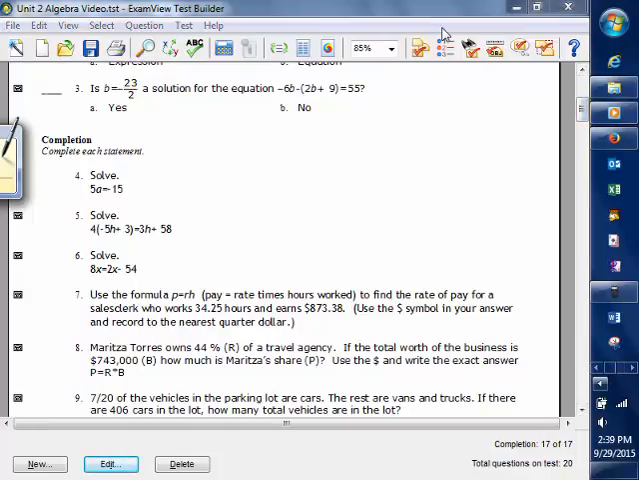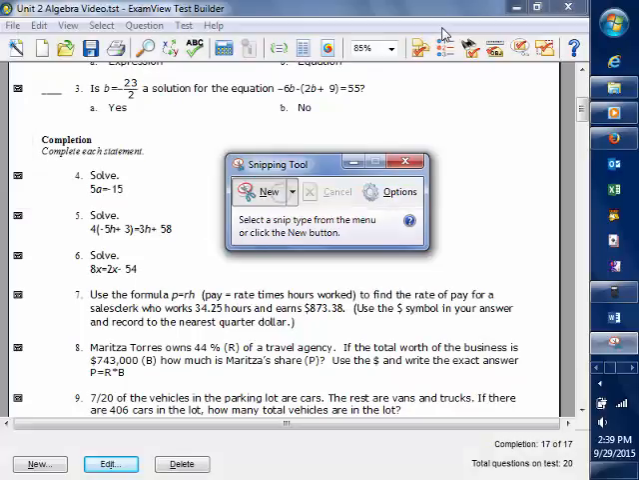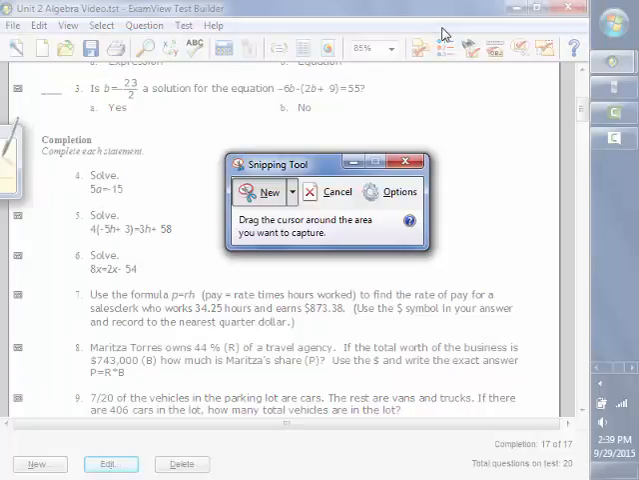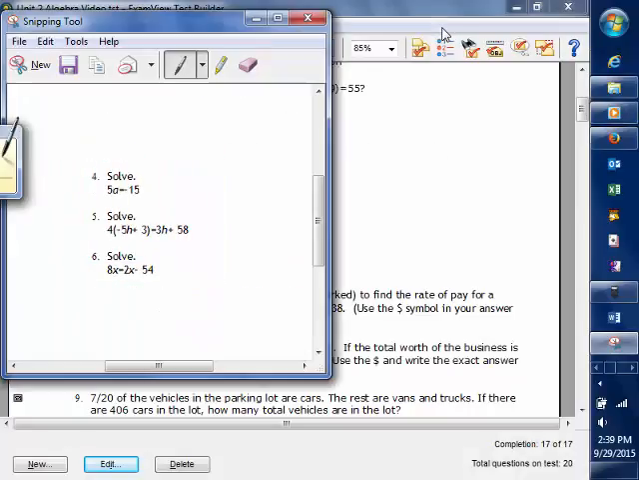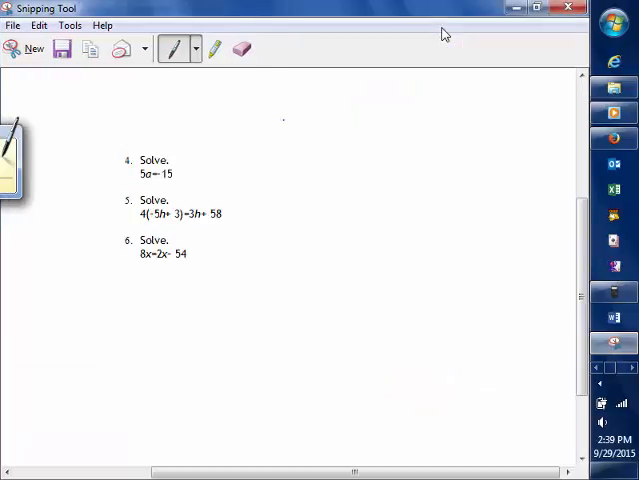Solve. I'm going to do all three of these solves. First one, 5a is negative 15. Divide both sides by 5. This becomes 1, so a is negative 3.